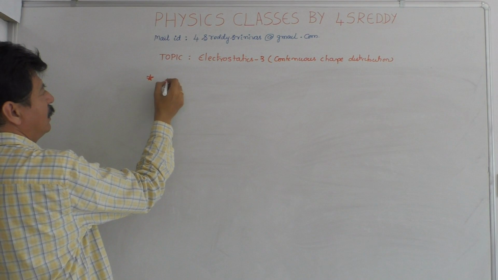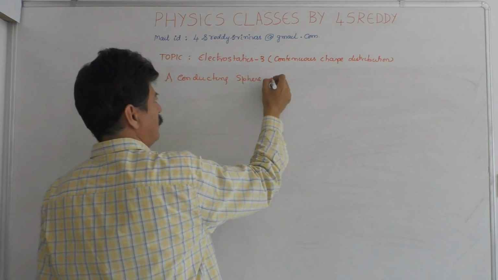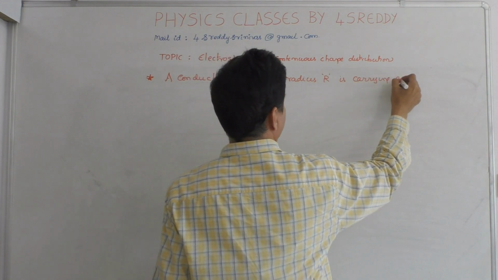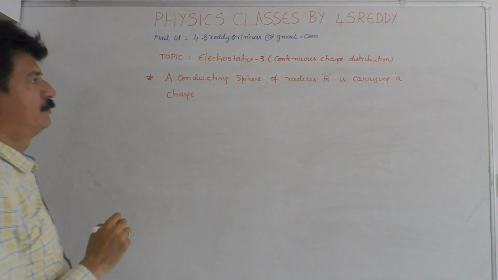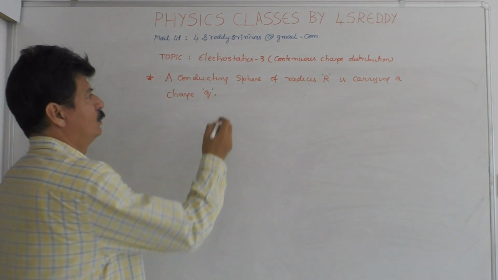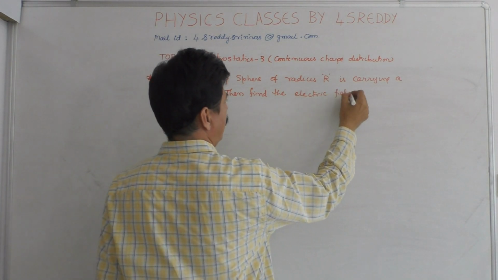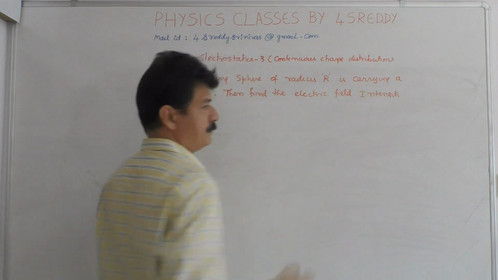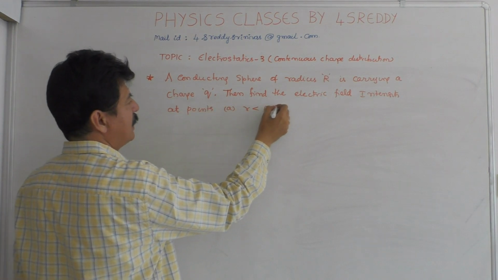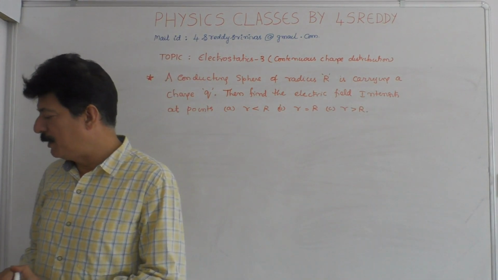Next one is a conducting sphere of radius capital R carrying a charge Q. Then find the electric field intensity at points r less than capital R, r equal to capital R, and r greater than capital R. You may be asked these three points here.